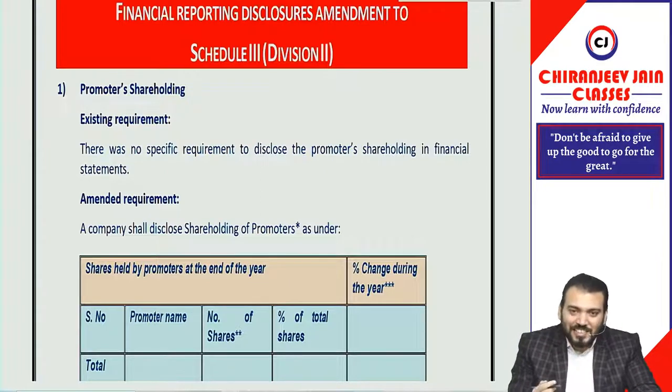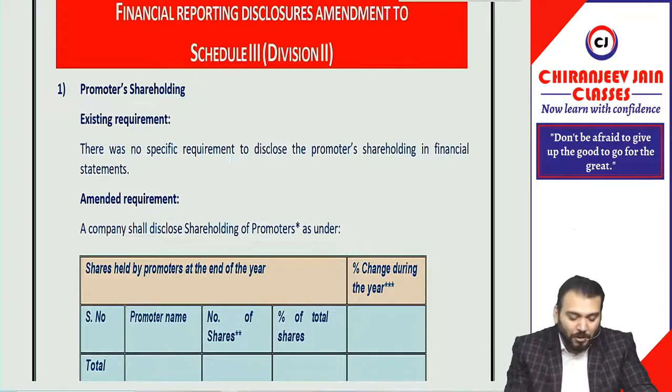Yes, I will also take CA Inter amendment, don't worry. Today let me take CA final amendment. I'll come with CA Inter amendment also, don't worry about that.